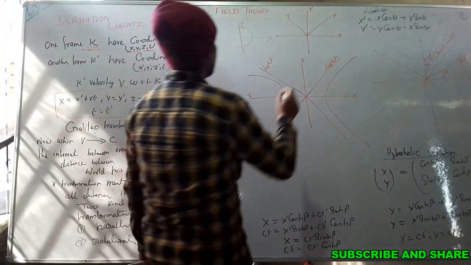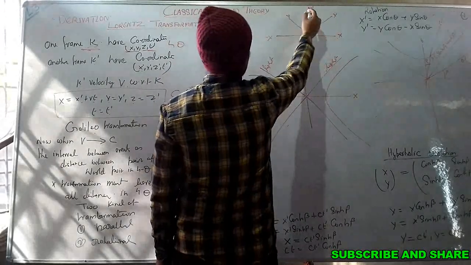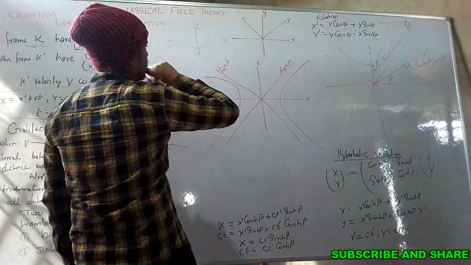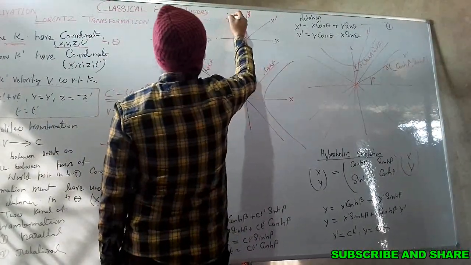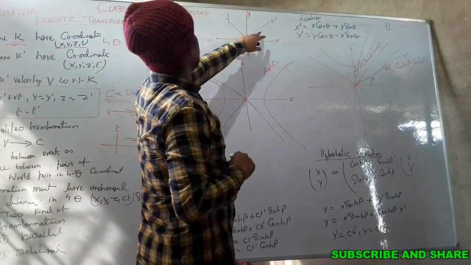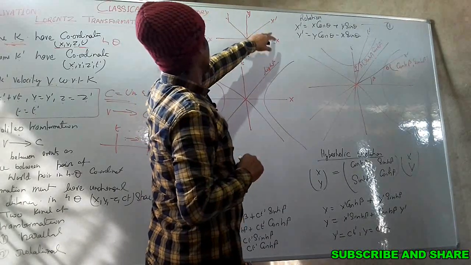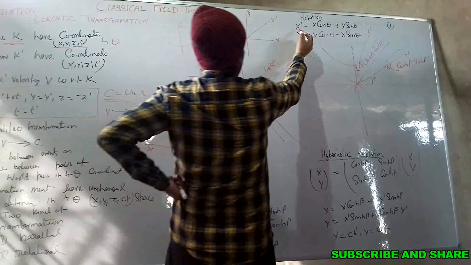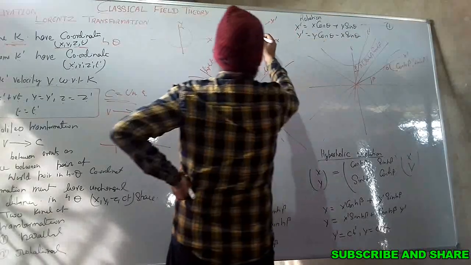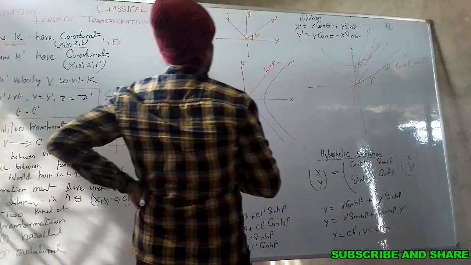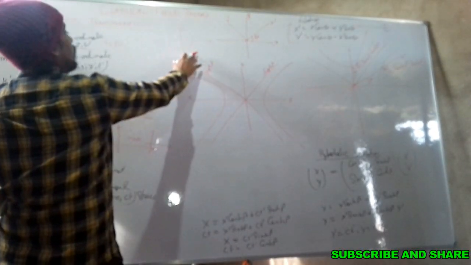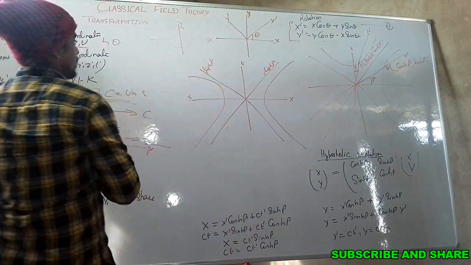Suppose this is x and y. Now we are rotating the coordinate system. It is becoming x dash and y dash. The connection between this rotated coordinate system and the old coordinate system is x dash is equal to x cos theta plus y sin theta, y dash is equal to y cos theta minus x sin theta. Theta is the angle of rotation. This is in the case of rotational transformation.